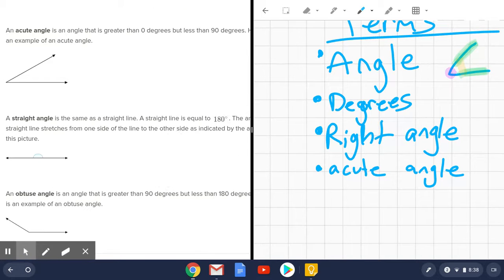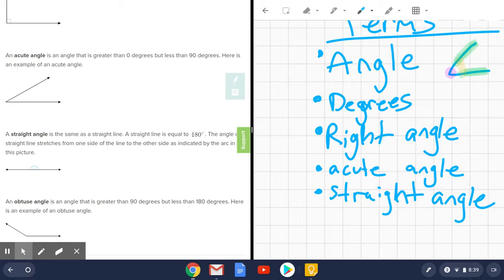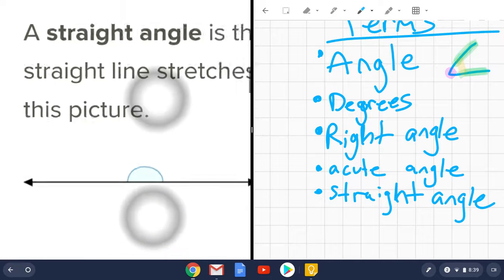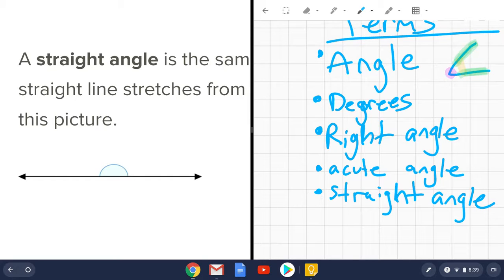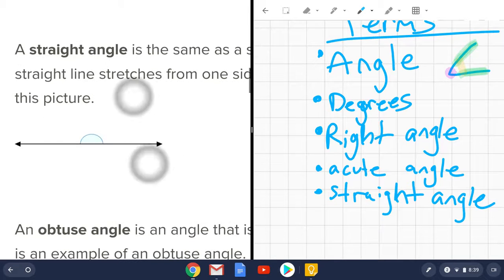So next we have a straight angle. Straight angles form a straight line. So if you just see a straight line and it asks you what type of angle it is, that is a straight angle. A straight angle is equal to 180 degrees. The angle stretches from one side to the other side, indicated by the arc in this picture. It looks like a straight line, and it is a straight line. But the arc, the measurement between the two rays, that is a straight angle. That is exactly 180 degrees.